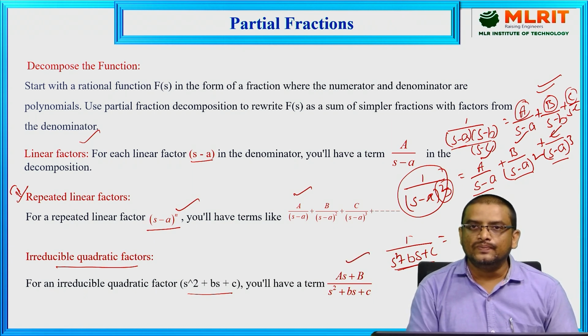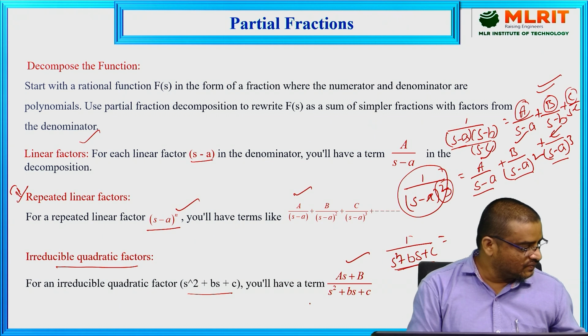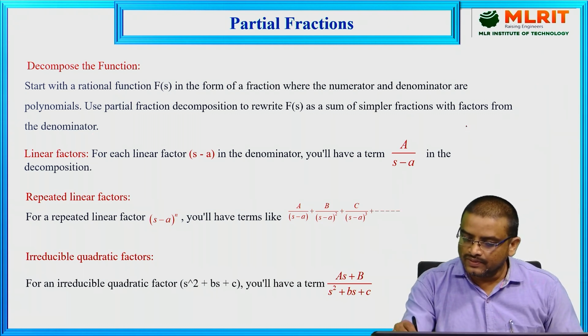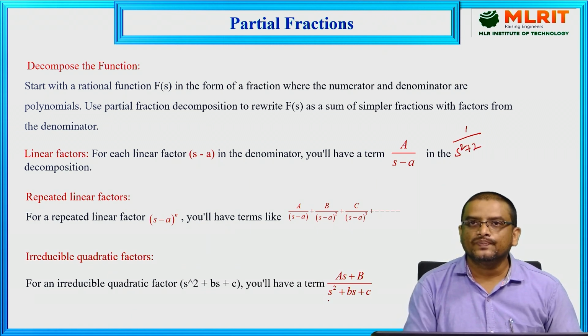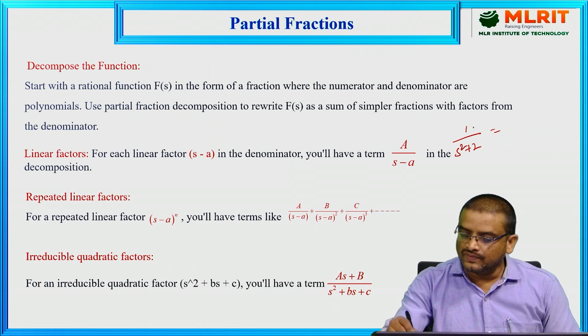A s plus b by that factor which is not reducible into a linear factor. Suppose we will take one example for this one so that you can understand this. Suppose we are having 1 by s square plus 2. This is a quadratic polynomial or quadratic factor which is not reducible into linear factors. So now if you want to split this into partial fractions, then we have to take this one as as plus b.